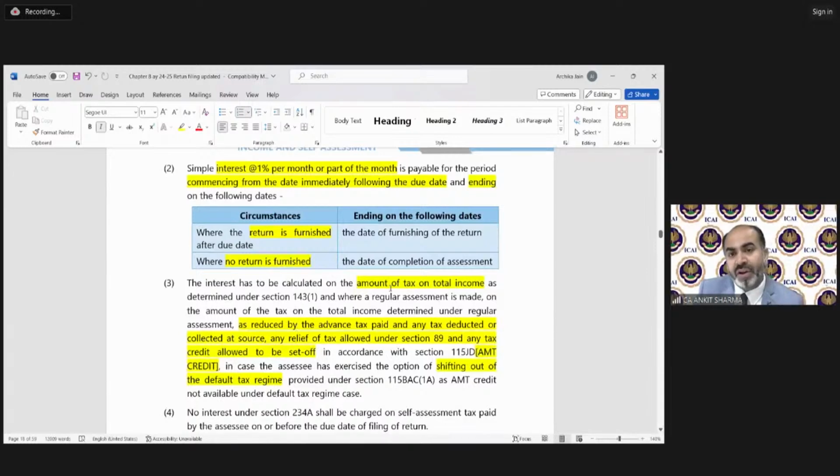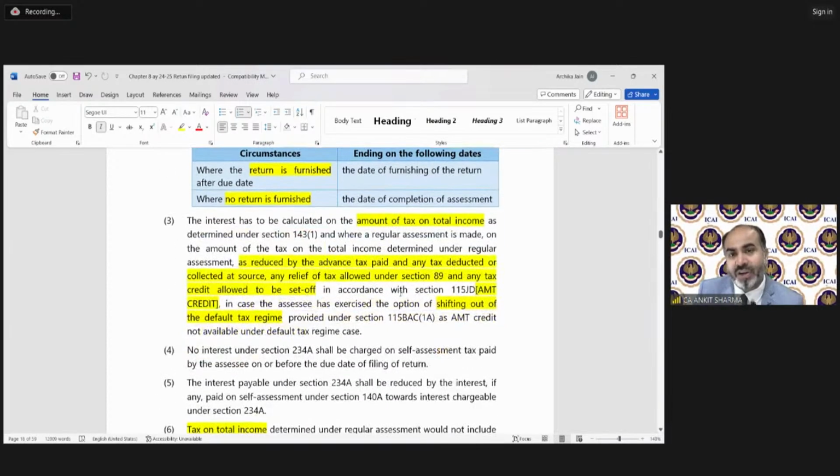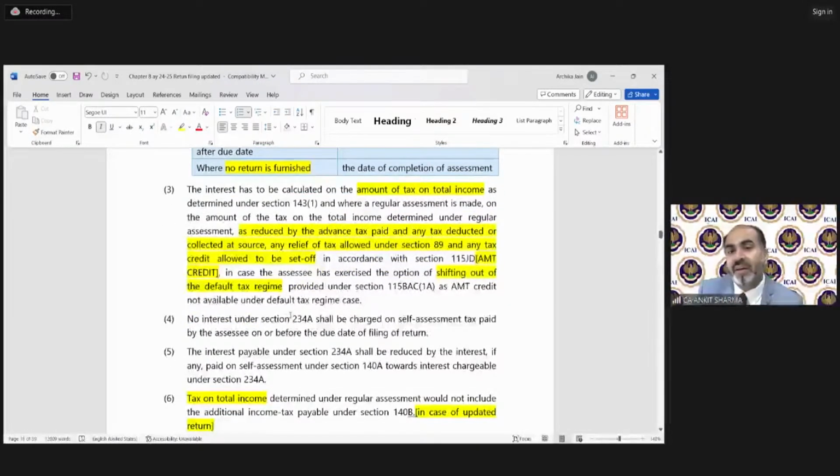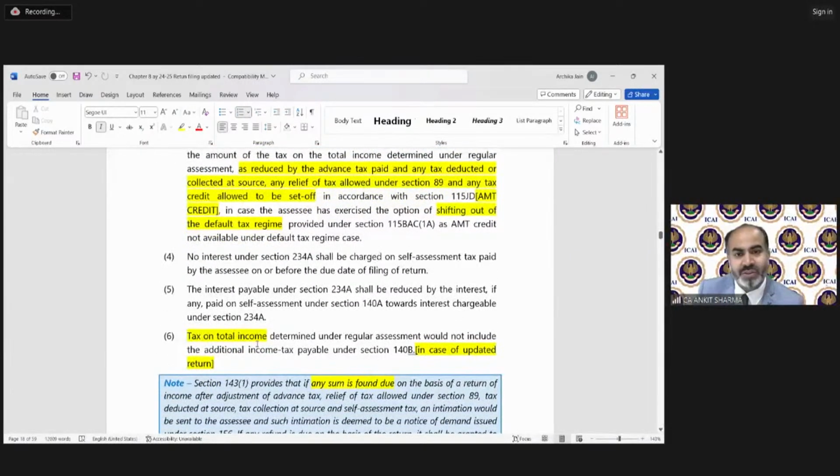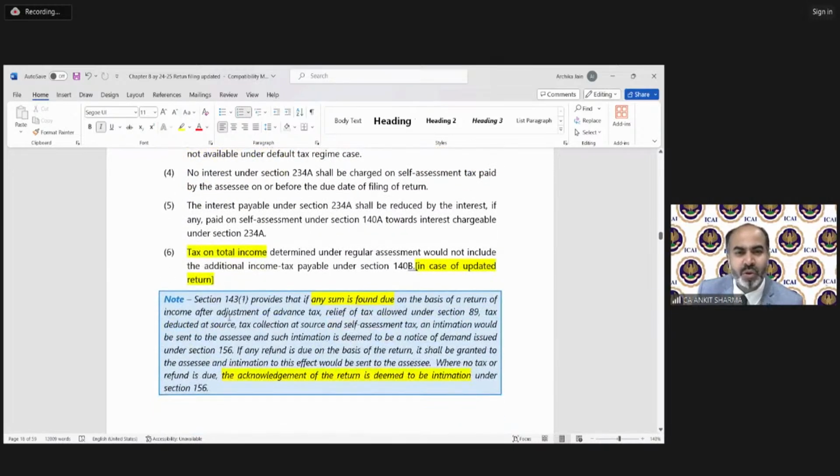Interest will be calculated on amount of total tax, whatever your income, as reduced by advance tax, relief, 115JD, AMT credit. No interest under section 234A shall be charged on self-assessment tax paid by the assessee on or before the due date. If any tax has been paid by assessee before due date, that also will be reduced from the total tax value. Tax on total income determined regulation would not include. This is general provision. You can go through it.